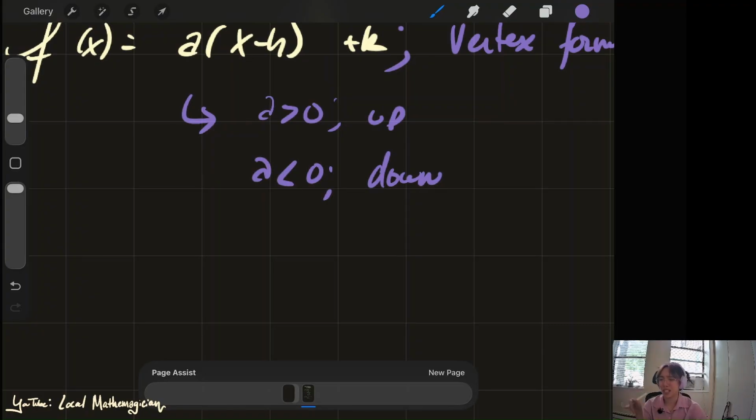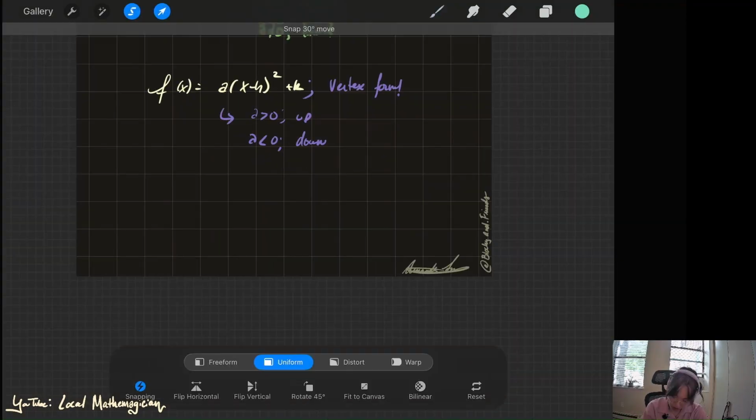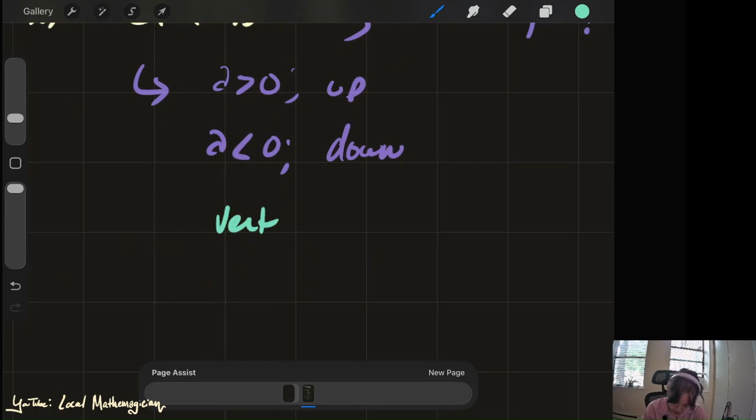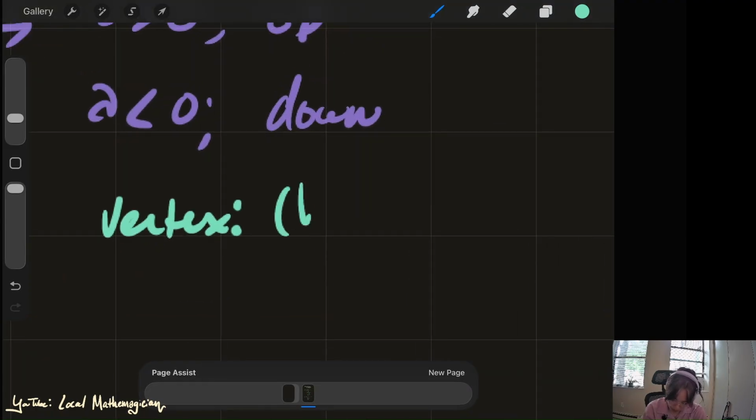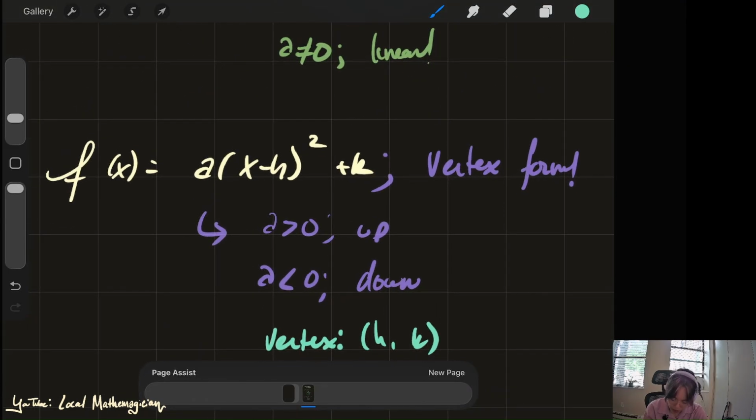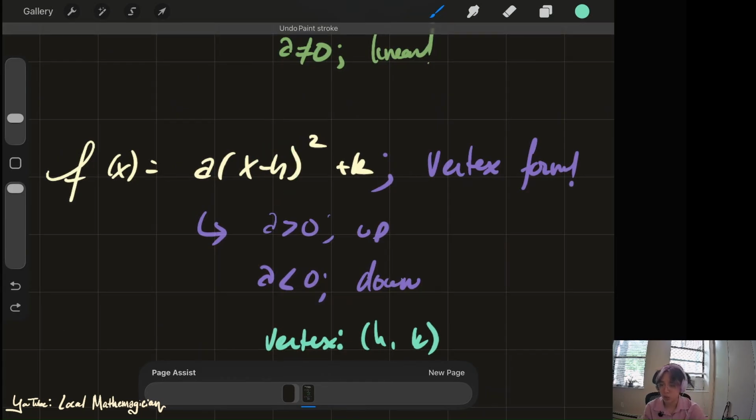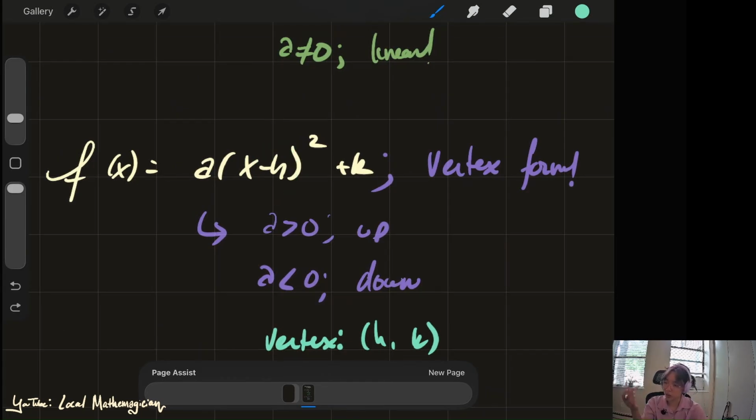And where does the vertex part of vertex form come in? The vertex is going to be h comma k. Do you notice how this is negative h? Yes, when you have a vertex, you have to switch. Okay, you have to switch the sign. All right? Okay, why is this important?